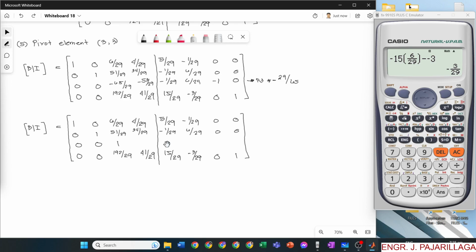53 over 29. Sana yung cursor ko. Oops. Wala yung aking cursor. Wala yung cursor ng aking, naglalag.